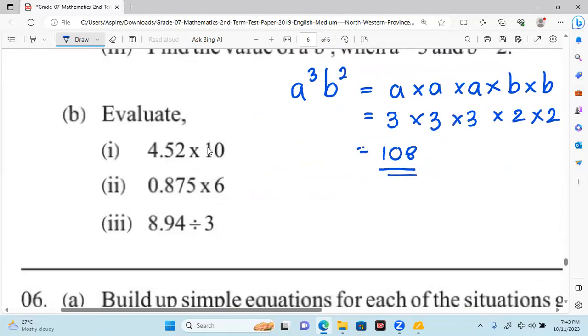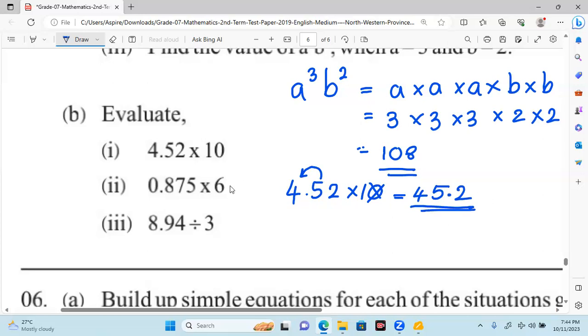Okay. Here, let's evaluate this. 4.52 multiplied by 10. I have mentioned to you that when you multiply by 10, 1 decimal place is removed. That means 1 decimal place jumps to the whole number part. So the first decimal place takes the priority and jumps. So it is 45.2. Okay, this is the answer.